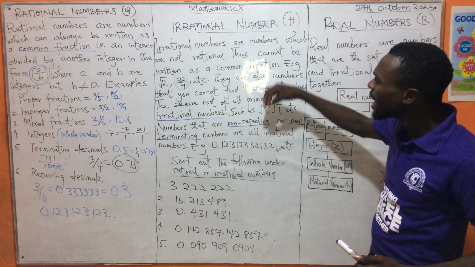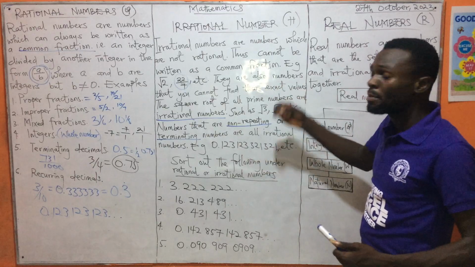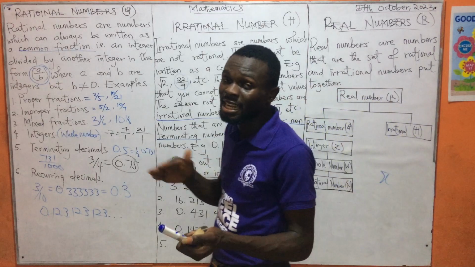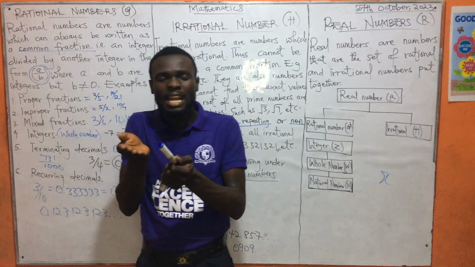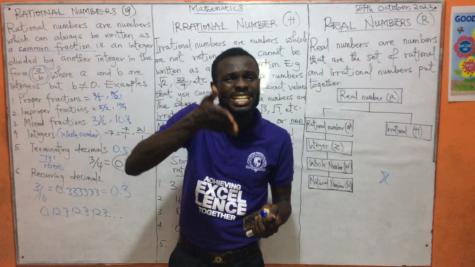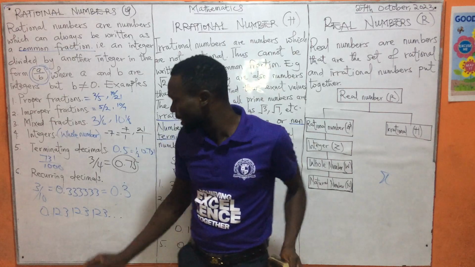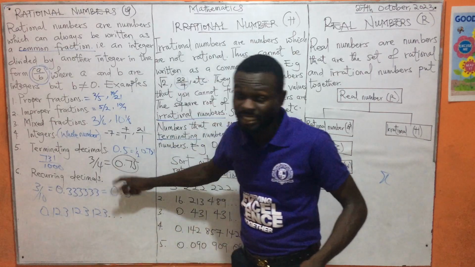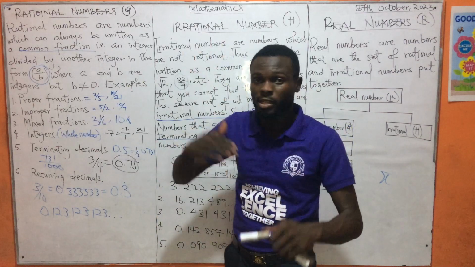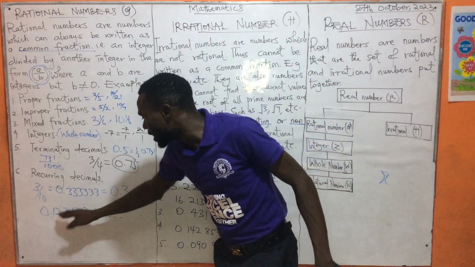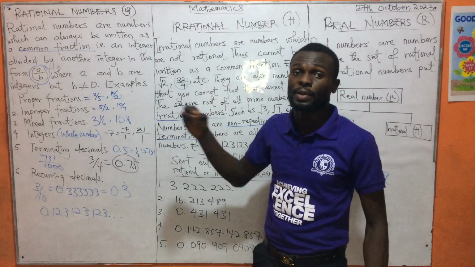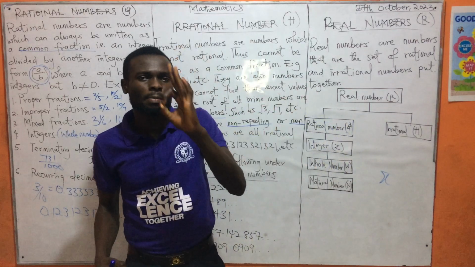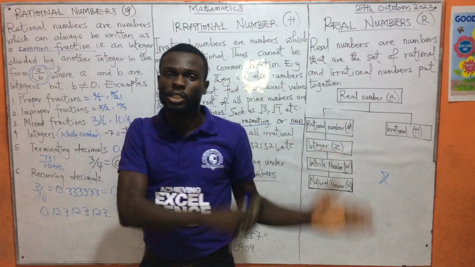So when we say non-terminating, it means it has no end. And the non-repeating numbers, the numbers after the decimal point are not in a certain order. Like this one, 0.3333333, you can predict that this one is 3 and this one is 3 in that order. This one too, 1, 2, 3, 1, 2, 3, we can predict that the next numbers are 1, 2, 3, 1, 2, 3. So such numbers, they are rational.